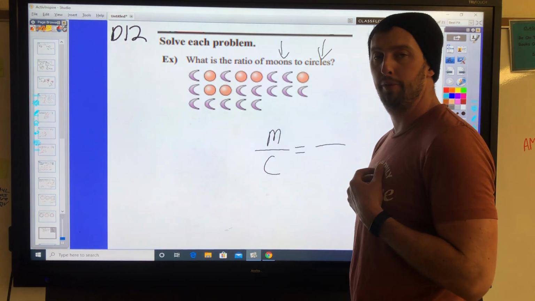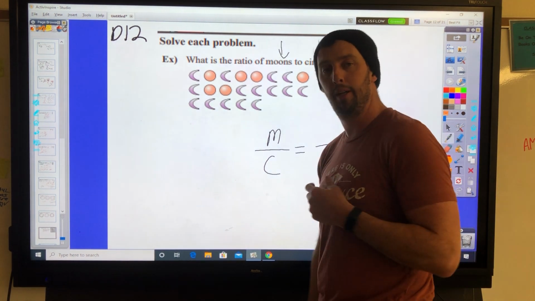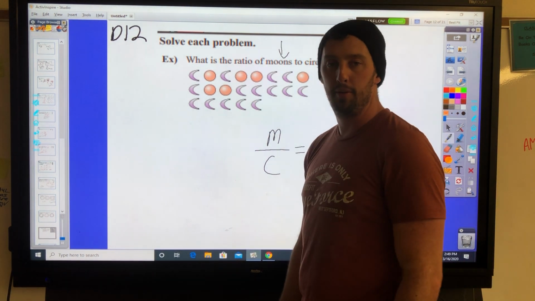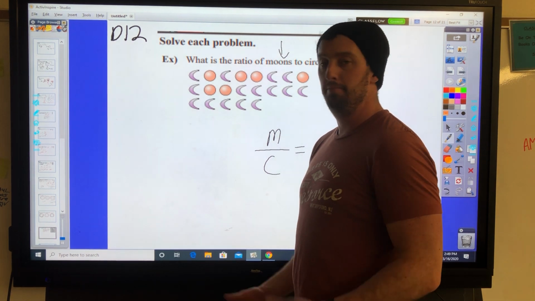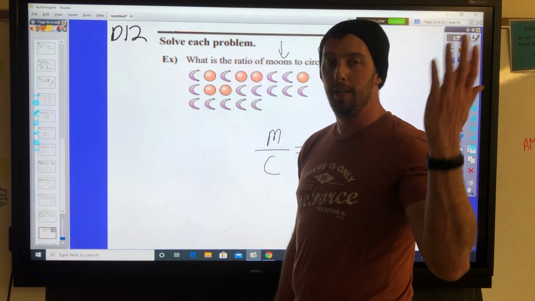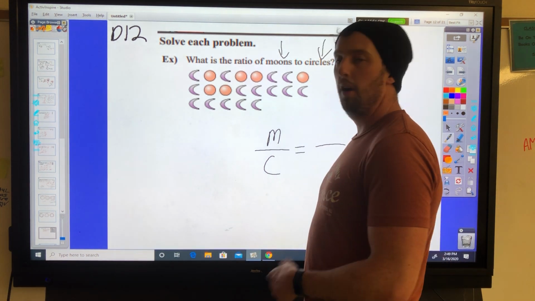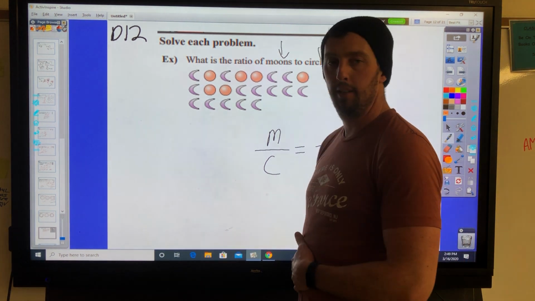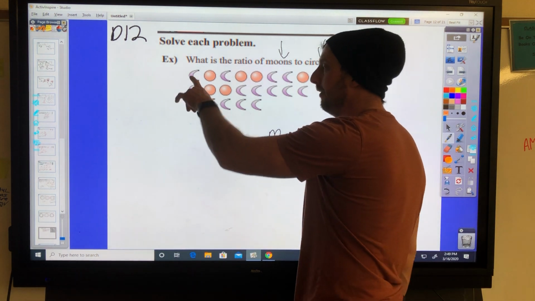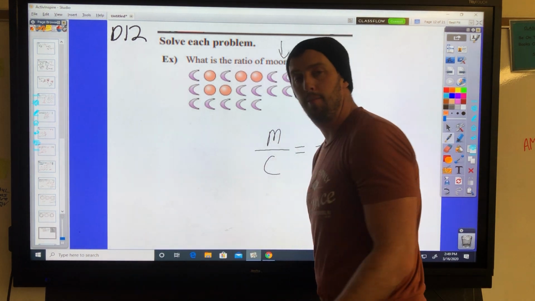This kind of confused me the first time I looked at this, because I was like, wait a second, moons are also round. And I messed it up. I mean, that's just me, that's my thinking. But looking back, I'm like, wait a second. They're talking about crescent moons, okay? So crescent moons are these C-looking moons, so you have to count them all up.